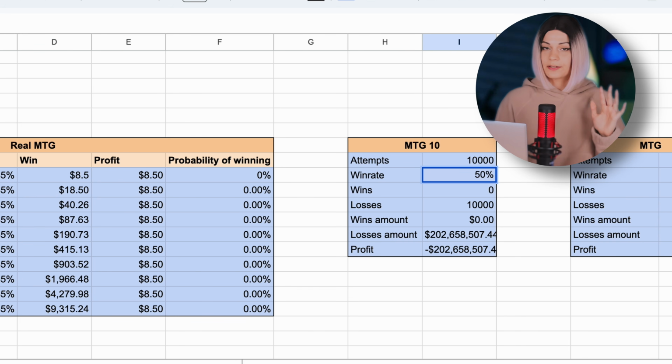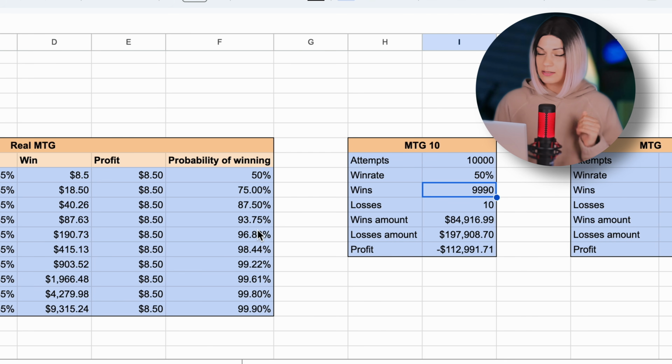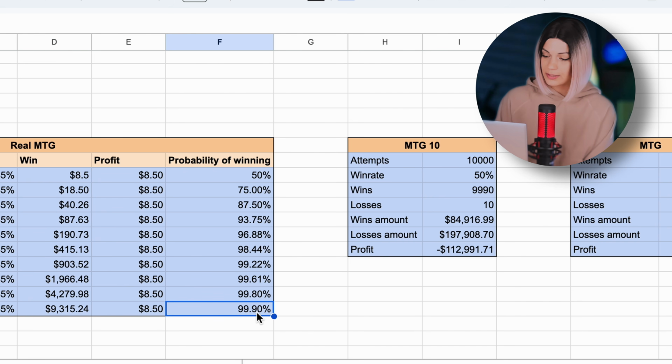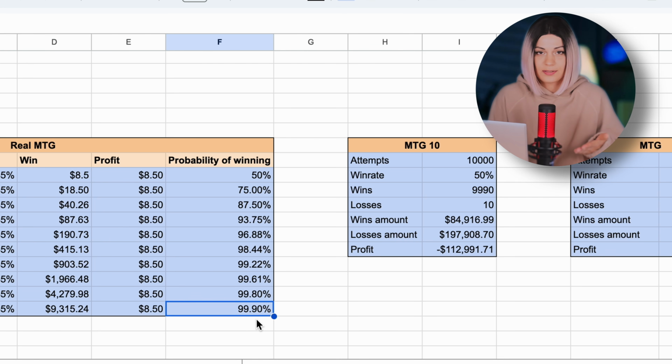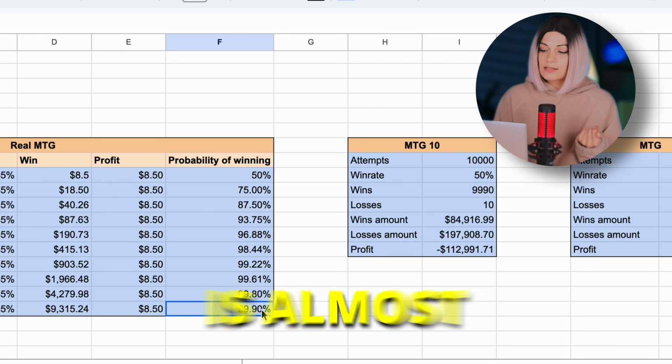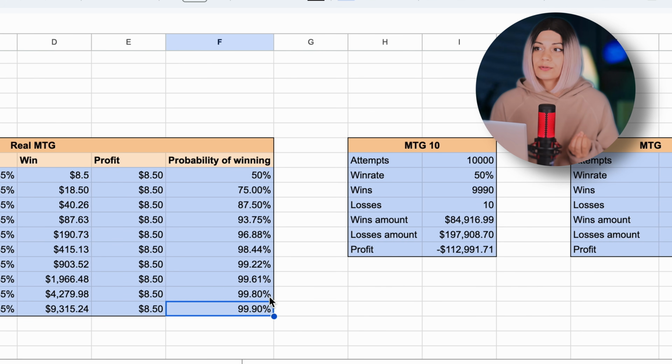So you are a beginner, you know nothing about trading, you're just guessing. So the win rate is 50%, as we know. In this case, with probability of winning 99.9%, you are going to win. But I mean, how can you be losing with 99.9% probability of winning? How can that be? You're winning almost every single day. So basically that means that it's almost impossible to lose.